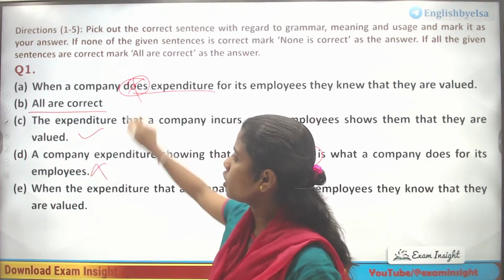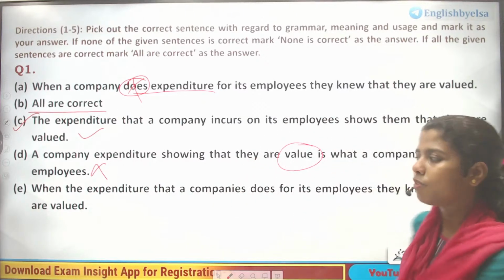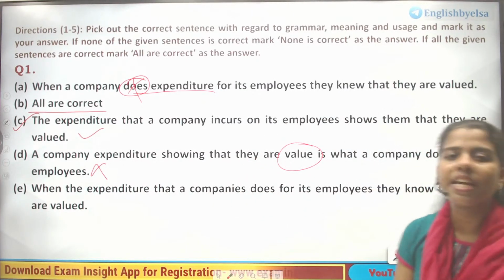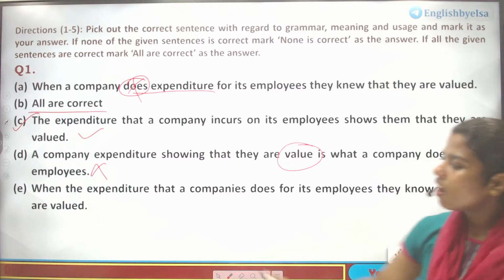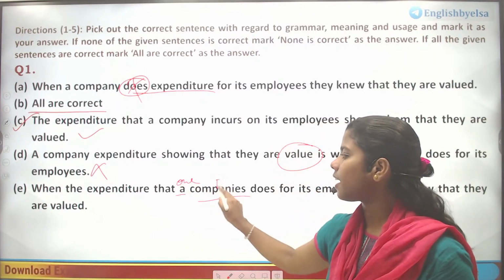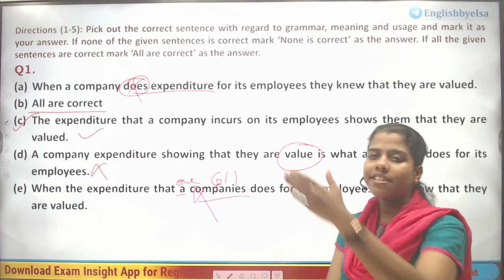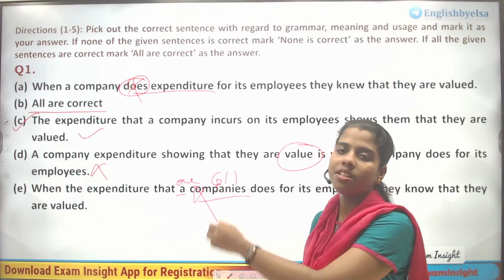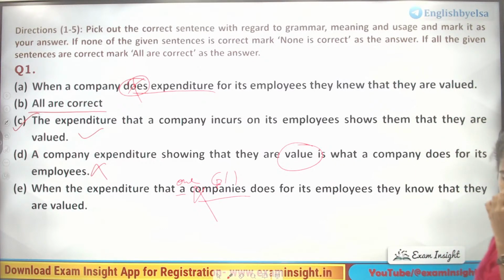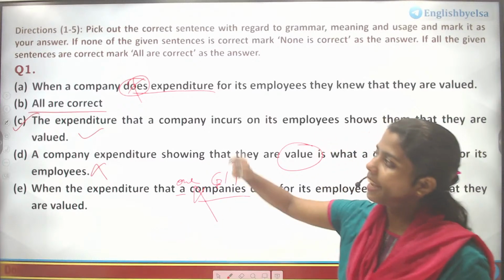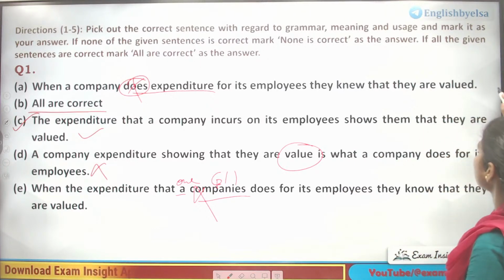That means I got 2 incorrect, 1 correct. So my answer is option C, and I do not even have to look at option E. But this being a practice session, let's look at option E also. When the expenditure that accompanies is used with a plural, the sentence is also incorrect. We got to our answer even before that. D is incorrect, E is incorrect, A is also incorrect. There is only one correct statement in all the options, that is option C.